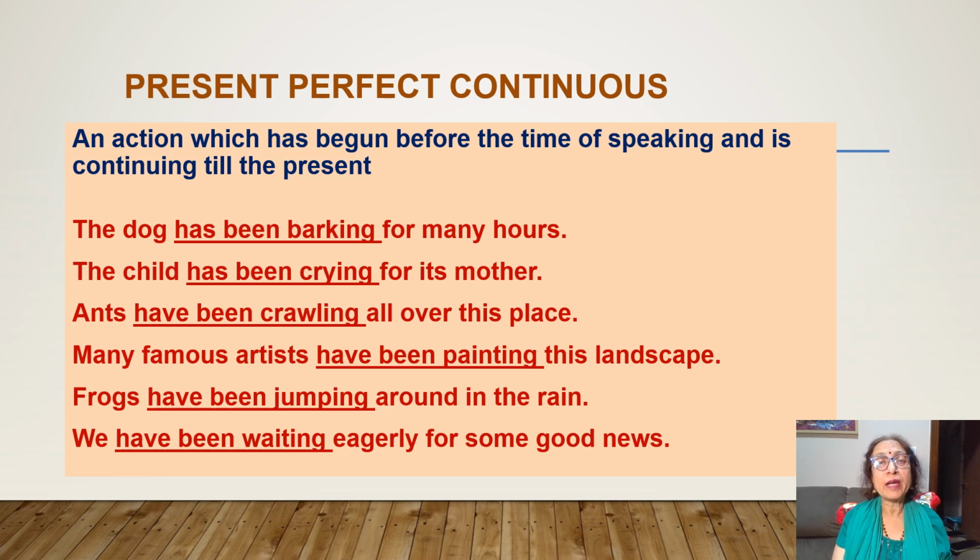We have been waiting eagerly for some good news. We have been waiting eagerly. That means good news will come and the waiting will stop. The action will stop. This is indicated by the present perfect continuous form. As I told you, it's a common tense. We use it very often.